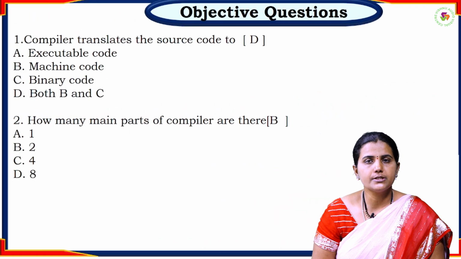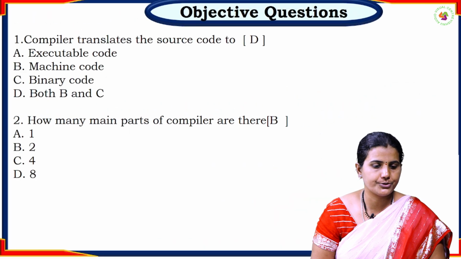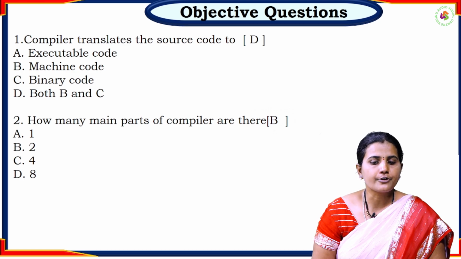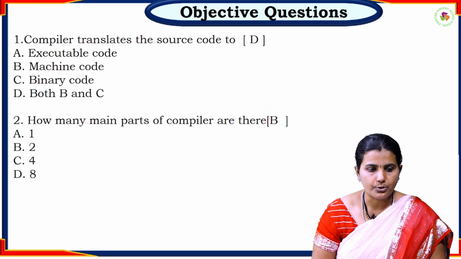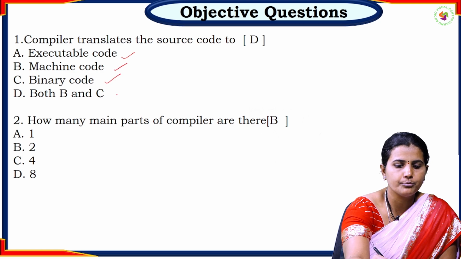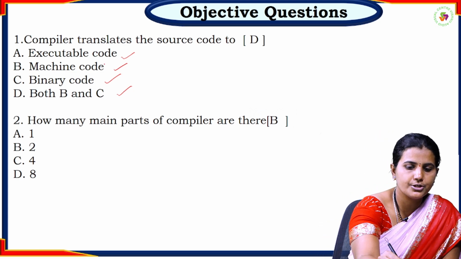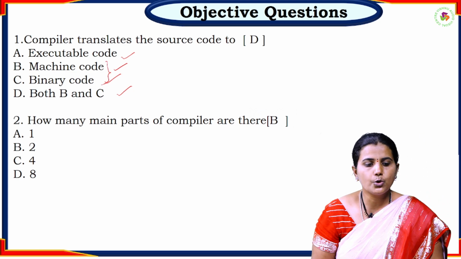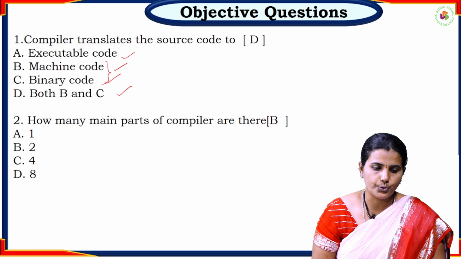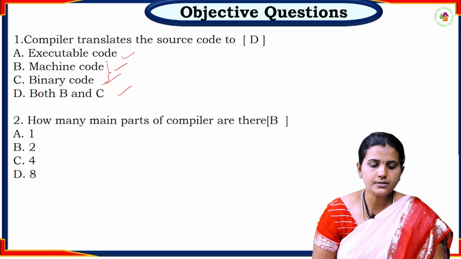Now, let us discuss some objective questions. These objective questions are very useful for competitive exams. A compiler translates the source program to: executable code, machine code, binary code, or both B and C. Whenever compilation translation happens, the machine generates either machine code or binary code. Binary code means zeros and ones. Finally, the answer is D.